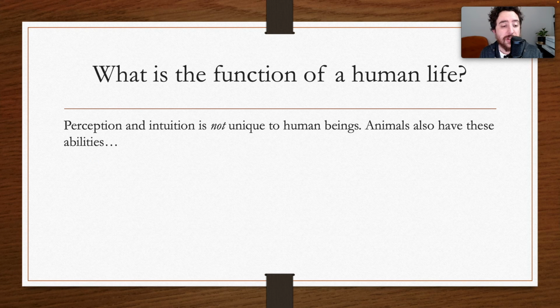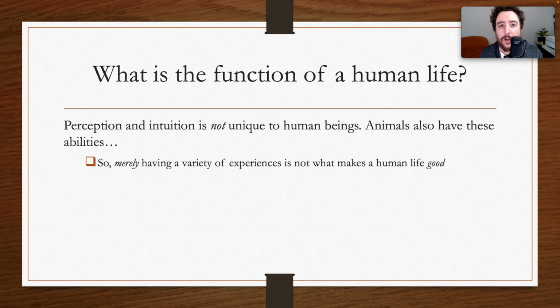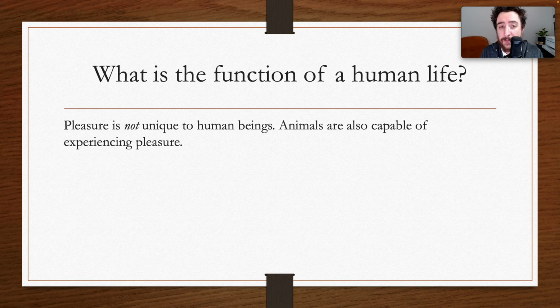What about perception and intuition? We're also capable of having experiences. But this too isn't unique to humans. Animals also have this ability to have experiences of perception and intuition. So gaining experiences won't be the function of a human being, and so having a variety of experiences won't be what makes a human life good. It's at least going to partly depend upon the quality of those experiences. Now you might think, well, in addition to having experiences, we can also get pleasure from those experiences.